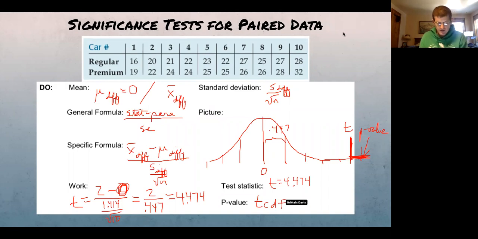For those of you with the interface, you can figure out your lower and upper bound. Remember, since we're going toward positive infinity, my lower bound will be 4.474. Upper bound, we could just say 99. And our last parameter to plug in is the degrees of freedom. If we have 10 as our sample size, my degrees of freedom is 1 less. That's 9.